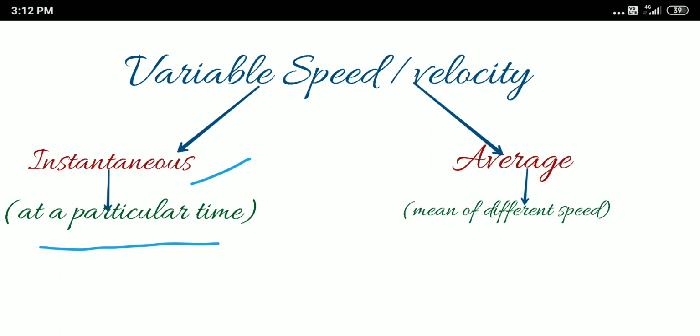Similarly, if we are taking a long journey and want to find the overall speed of that trip, at that time we will need to find the average speed or average velocity. What do you mean by average? Average is the mean of different speeds, because in a long journey or over a long period of time we will change our speed; sometimes we increase our speed, sometimes we decrease it. So overall we need to find the average speed of the particular trip.